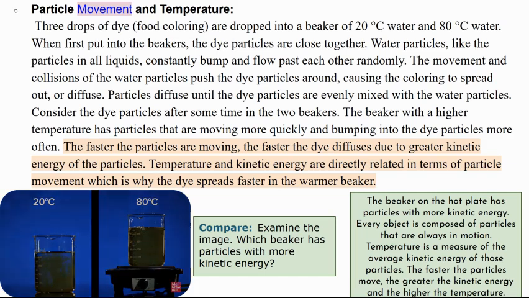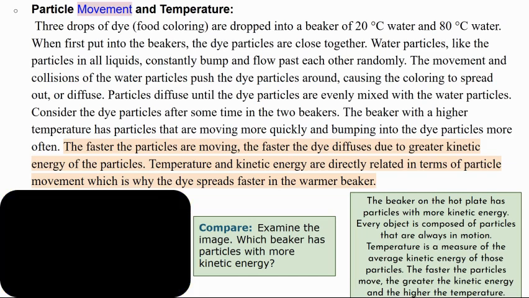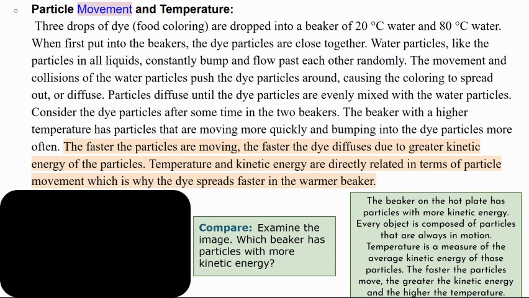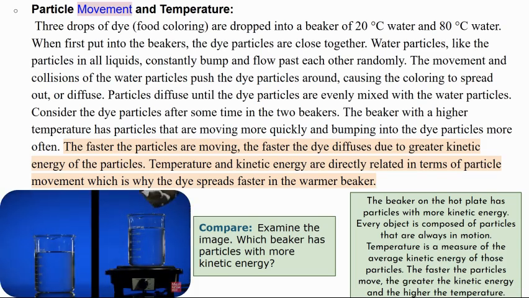All right, particle movement and temperature. 3 drops of dye food coloring are dropped into a beaker of 20 degrees Celsius water and 80 degrees Celsius water. When first put into the beakers, the dye particles are close together. Water particles, like the particles in all liquids, constantly bump and flow past each other randomly. The movement and collision of the water particles push the dye particles all around, causing the coloring to spread out or diffuse. Particles diffuse until the dye particles are evenly mixed with the water particles.